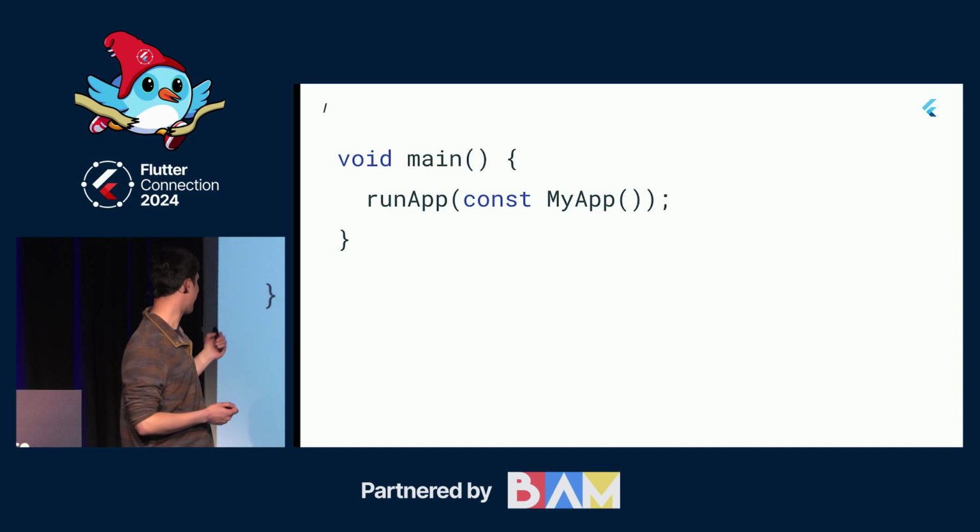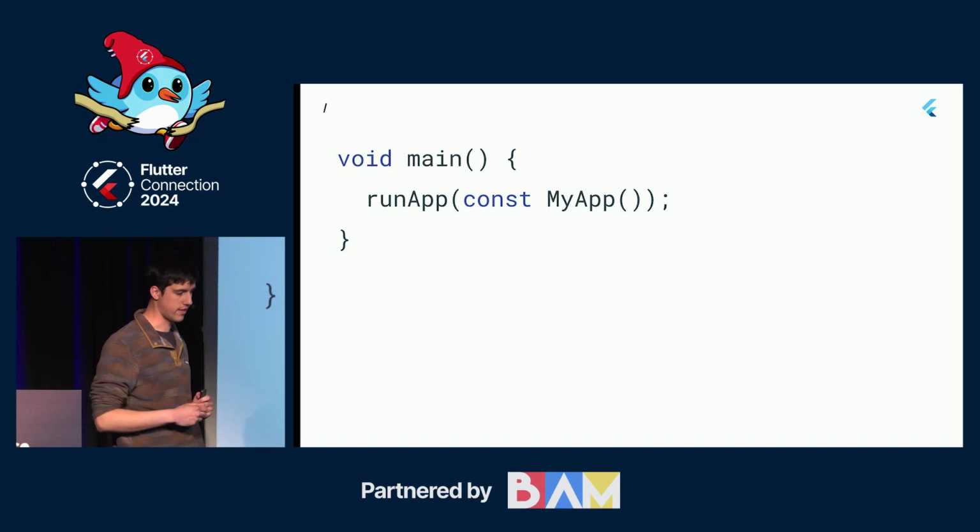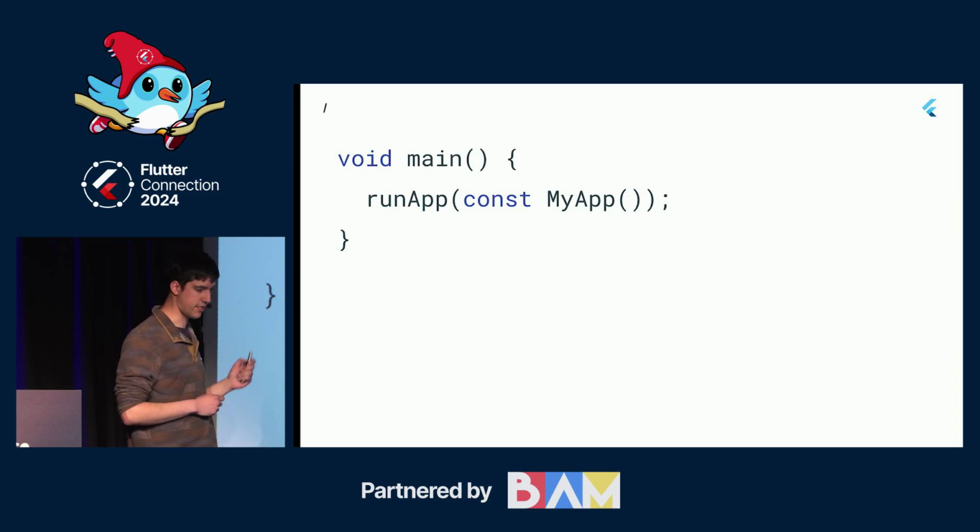So hopefully you know this code. This is what you call in your main method of just calling run app. And you pass it the root widget for your widget tree. So you might be wondering, where does this render to? Like, if I have multiple windows, where would this render? And this is yet another single window assumption. What's actually happening behind the scenes is that the Flutter engine provides a special magical view that the framework can render into.